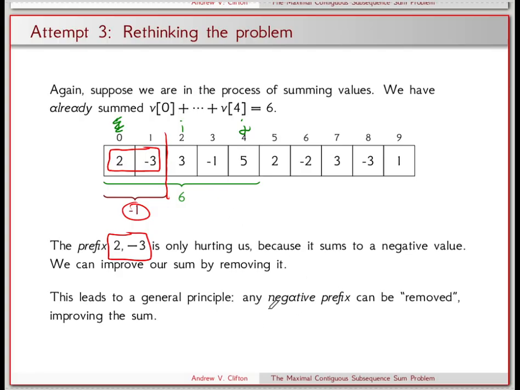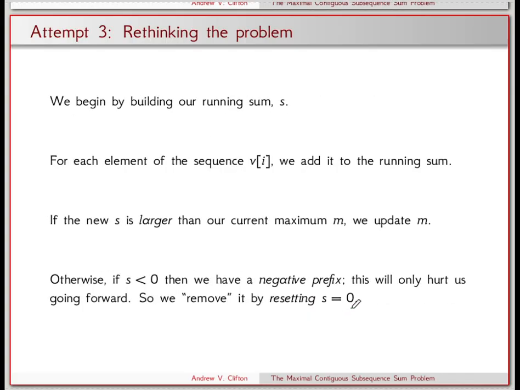So the idea is whenever we see a negative prefix, a negative sum, we can quote unquote remove it. We're not going to literally remove it, but we're going to reset our summation back to 0, pretending like we're removing it. So we're basically just going to loop through, and whenever we have a positive sum, we'll just keep going. But if we have a negative sum, we'll reset back to 0.